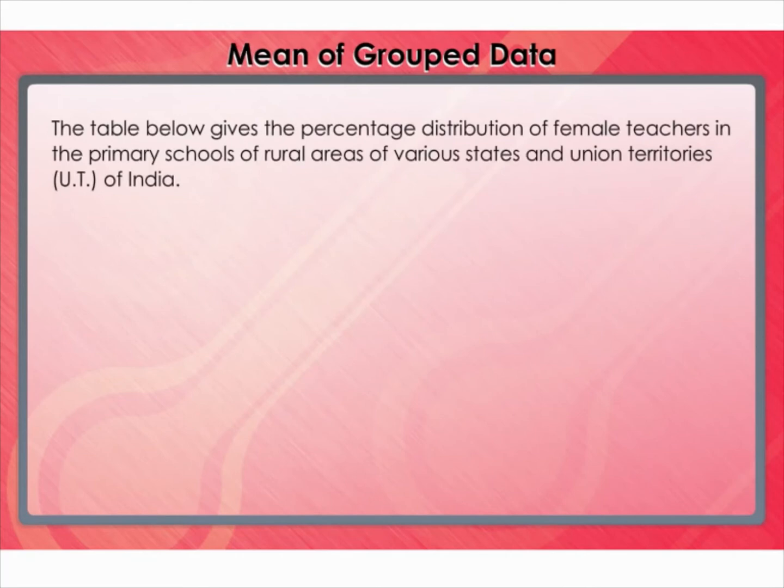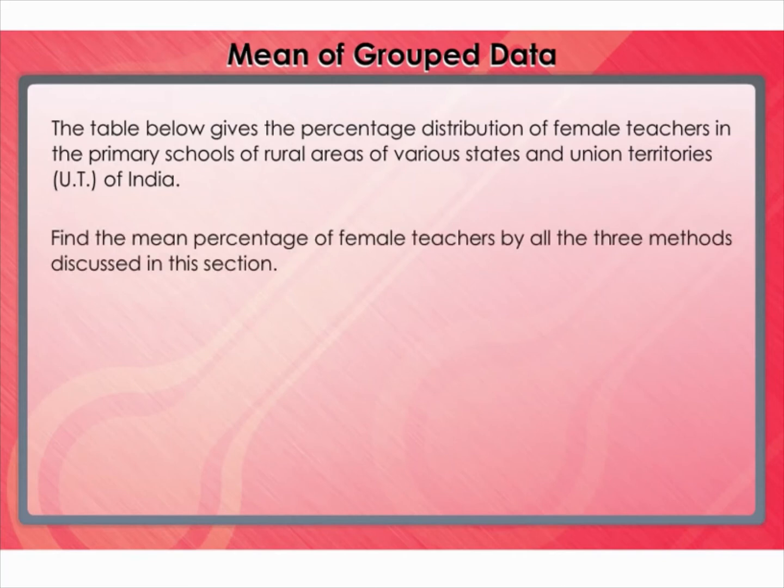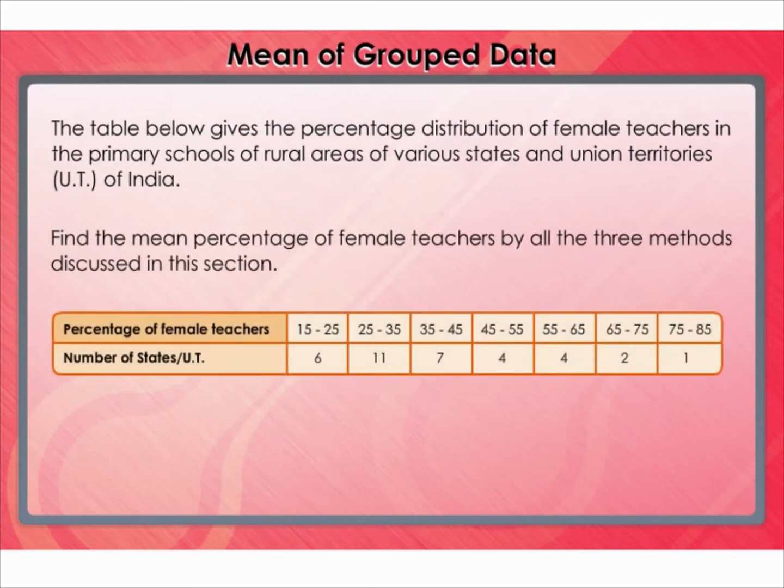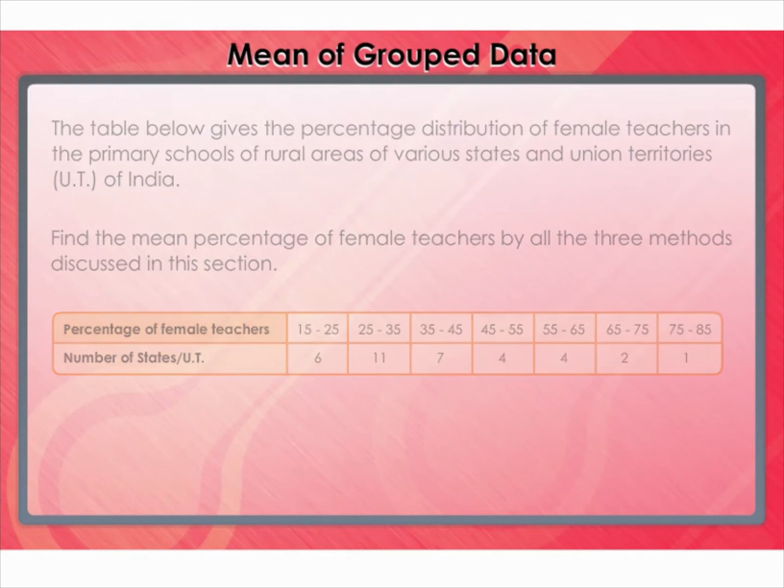The table below gives the percentage distribution of female teachers in the primary schools of rural areas of various states and Union Territories (UT) of India. Find the mean percentage of female teachers by all the three methods discussed in this section.